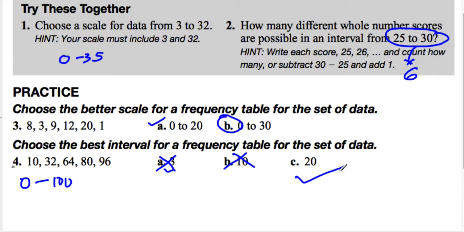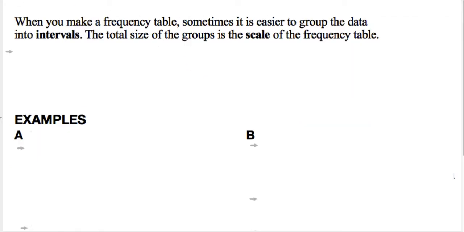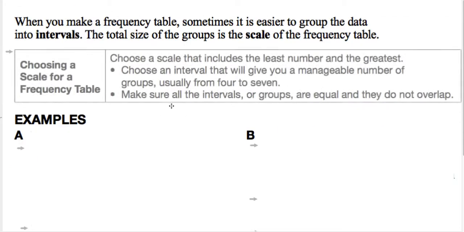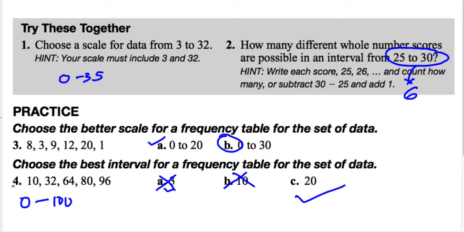Remember what we talked about when you talk about intervals: the number of intervals is usually from 4 to 7, or 5 to 7, whichever you want. So those are the examples.